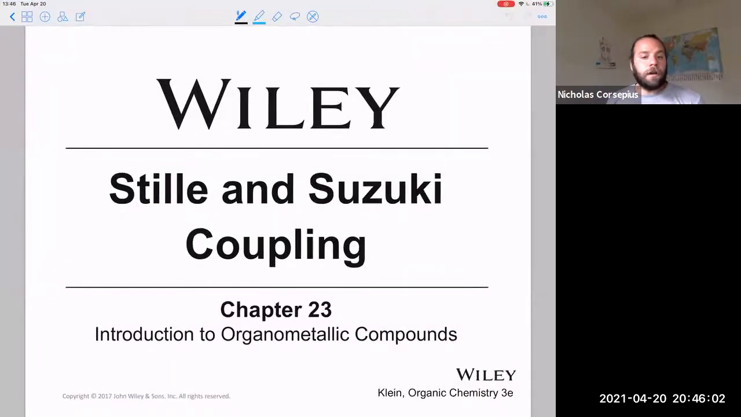All right, so now we're going to learn two new reactions. I'm going to include these together because they should kind of sit in the same place in your brain. They do very similar things with subtle differences, and we'll go over exactly what those differences are. But these are Stille and Suzuki coupling.